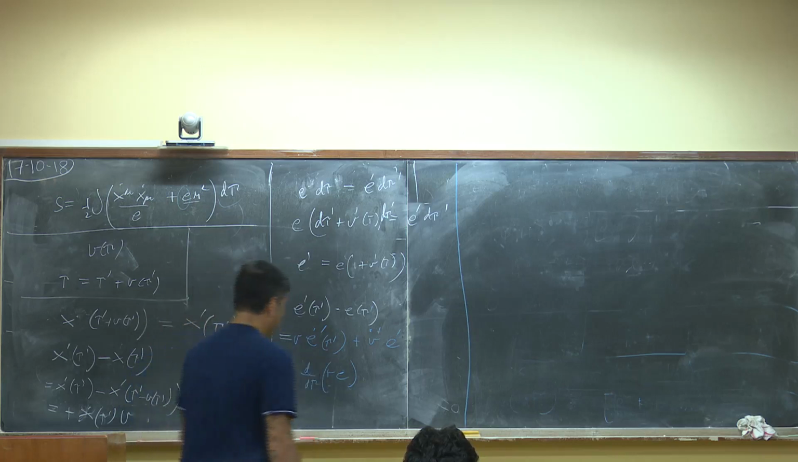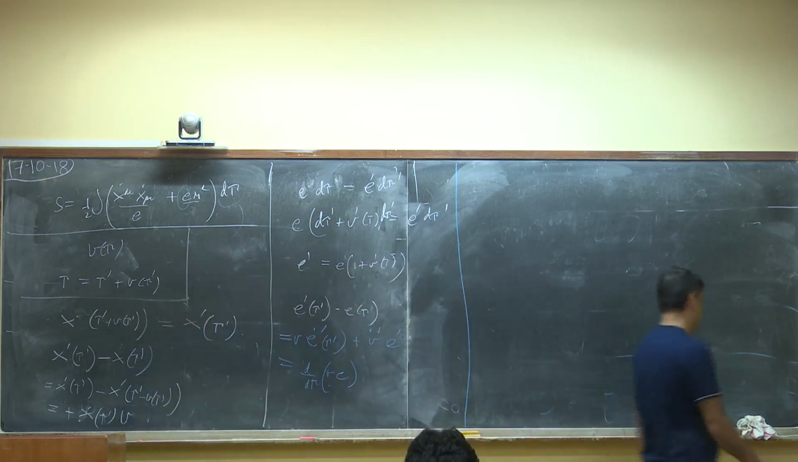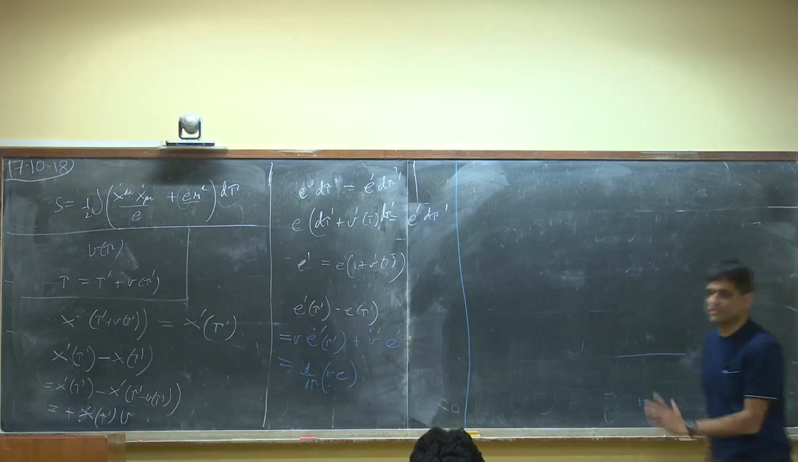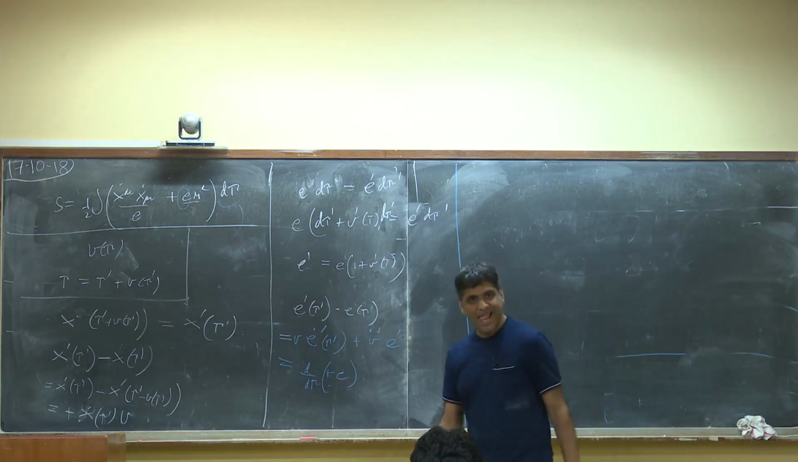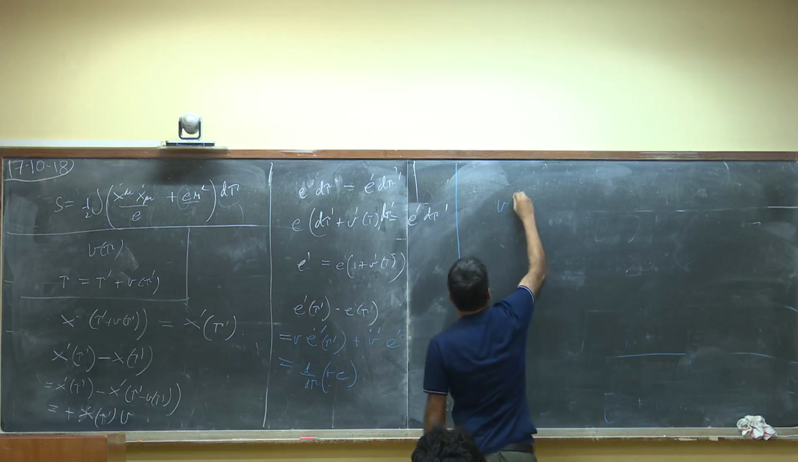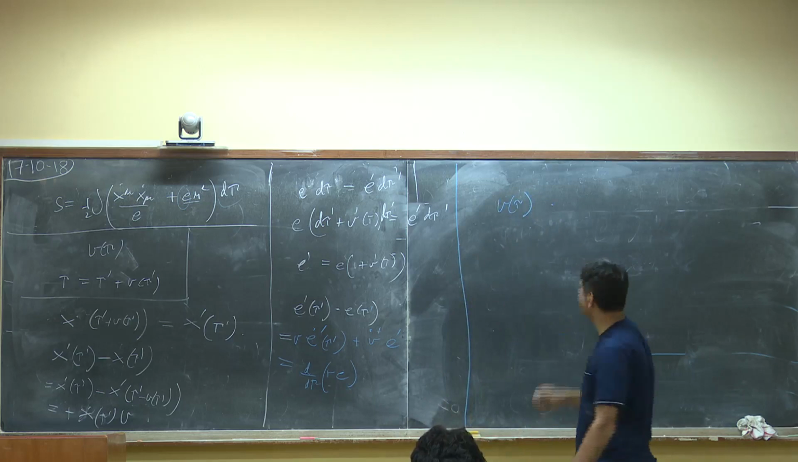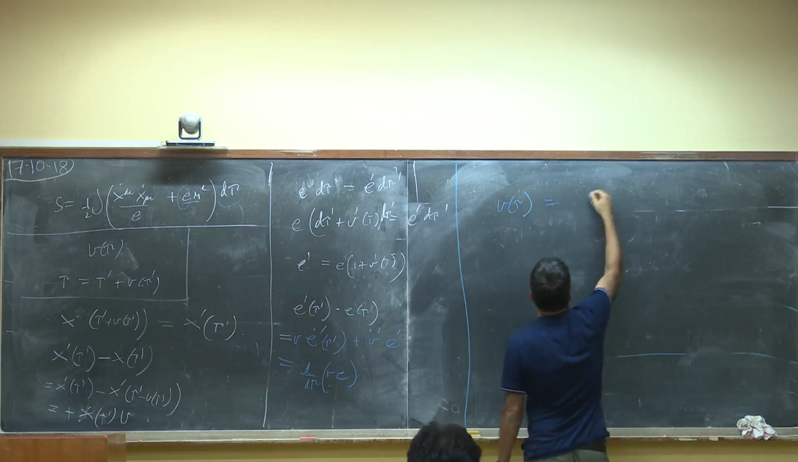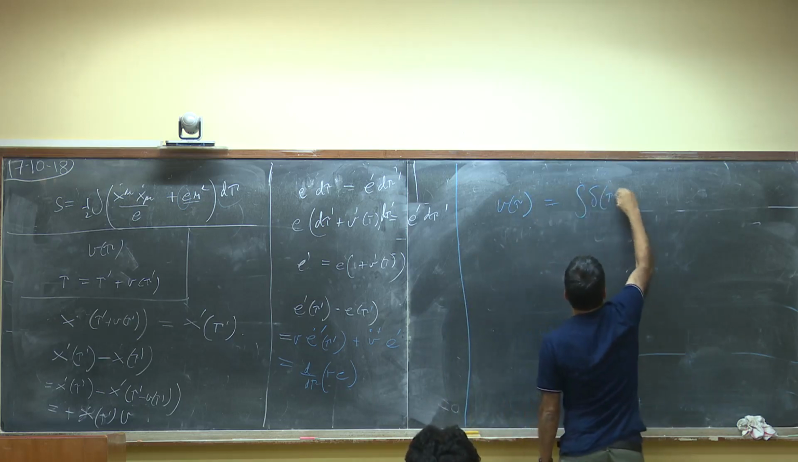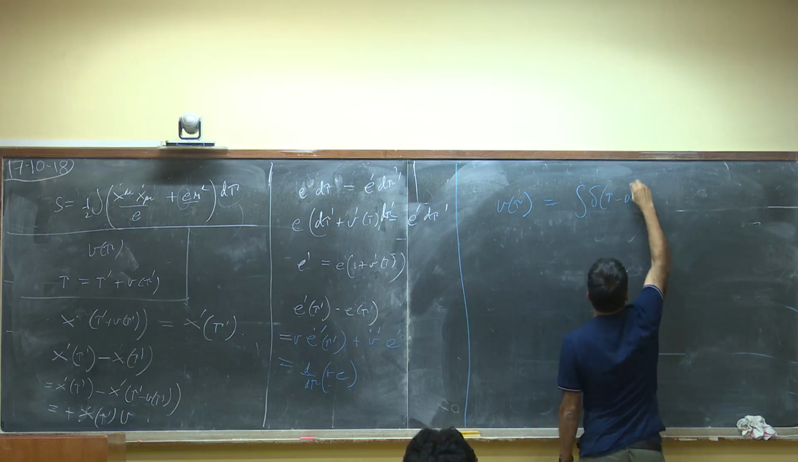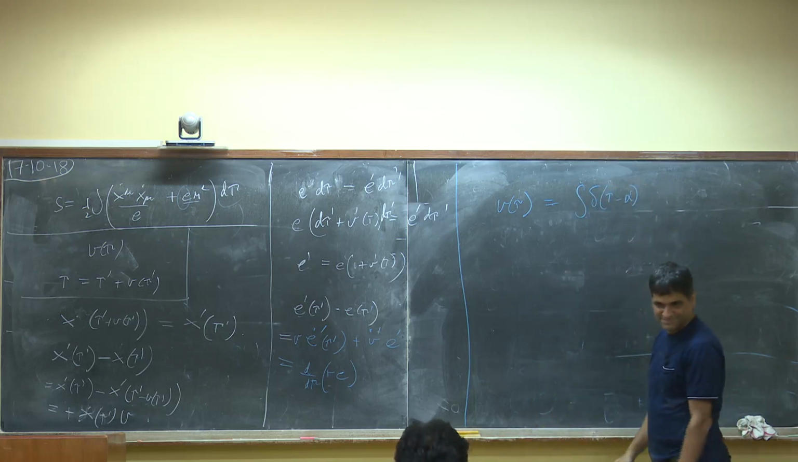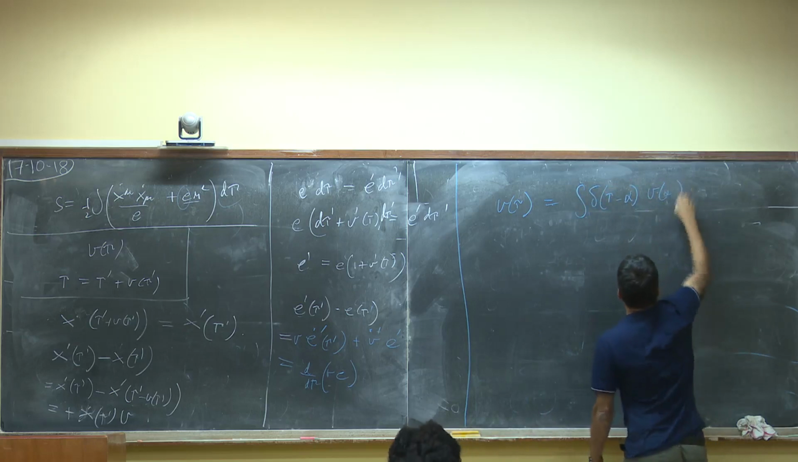Okay? So you can do it in many ways, but I'm going to do it this way just to be totally clear. I'm going to write V of tau as a sum over alpha of delta of tau minus alpha times V of alpha.